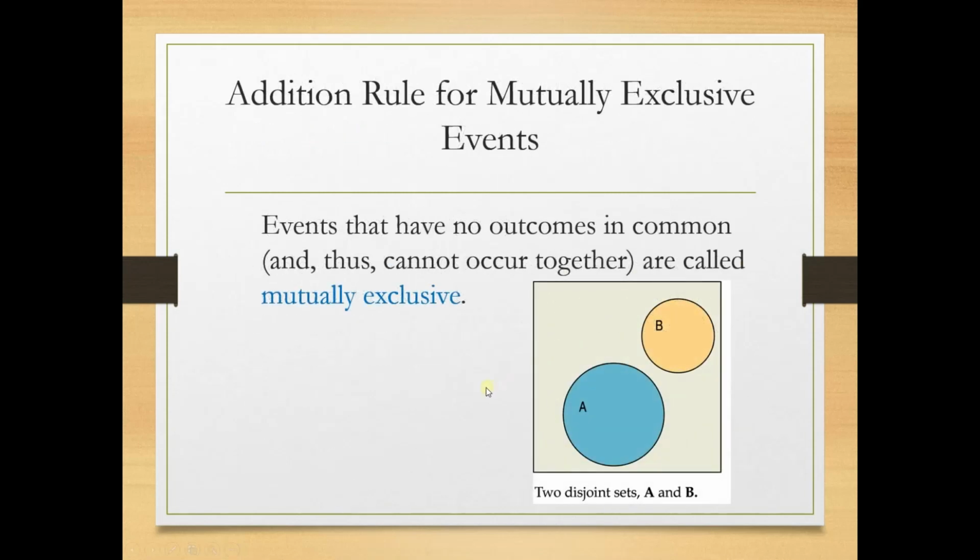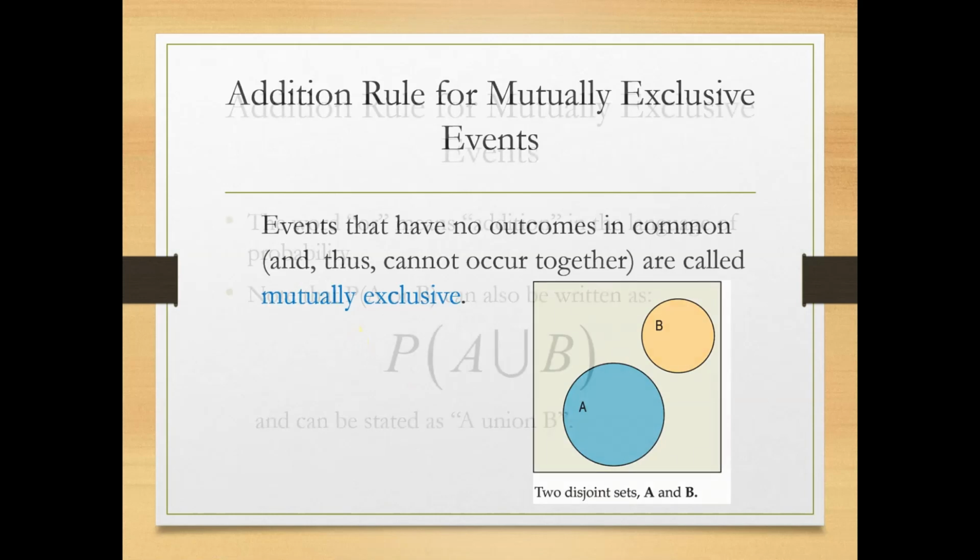All right, so this is now the addition rule for mutually exclusive events. And these are events that have no outcomes in common, thus they cannot occur together. And in a Venn diagram, you see event A and event B don't cross each other. They don't overlap. They're separate. So they're mutually exclusive. Another way to say mutually exclusive is disjoint, but I don't know that this is going to come up in our vocabulary. If it ever does, it means mutually exclusive, but there you go.